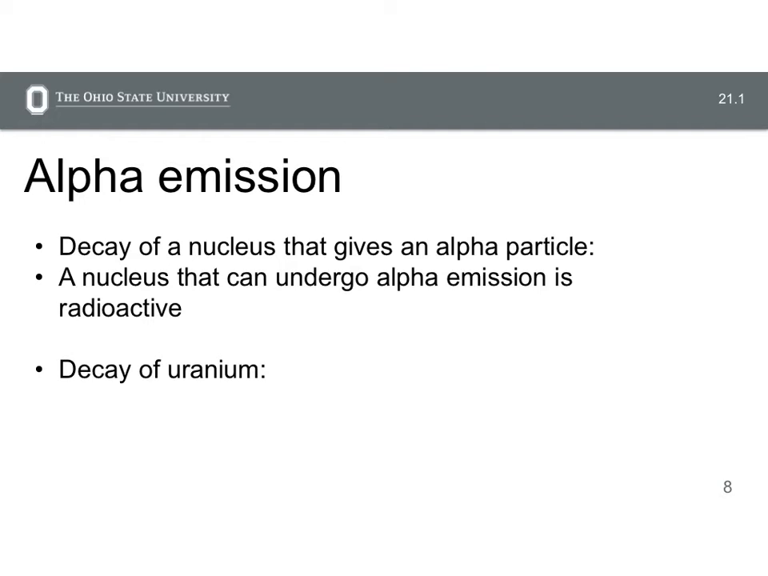So let's look at alpha emission. In alpha emission, we're going to have a nucleus that's going to decay and give a new nucleus and an alpha particle. Something that's going to be radioactive, usually the heavier nuclides. Okay, we'll talk about that too. So the decay of uranium-238 is an alpha emission. So I'm going to write out my reactant, which is our uranium-238. And we know that it's alpha emission, so I'm going to write out one product, helium, our alpha particle.